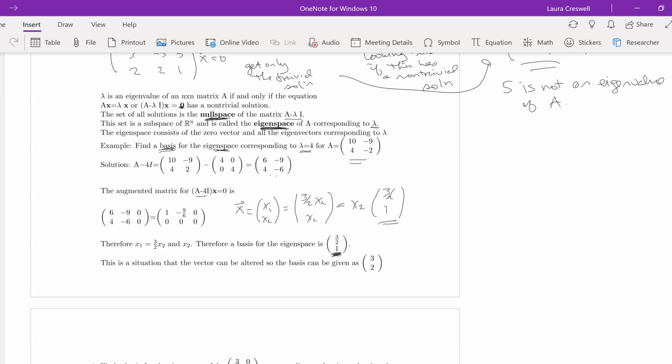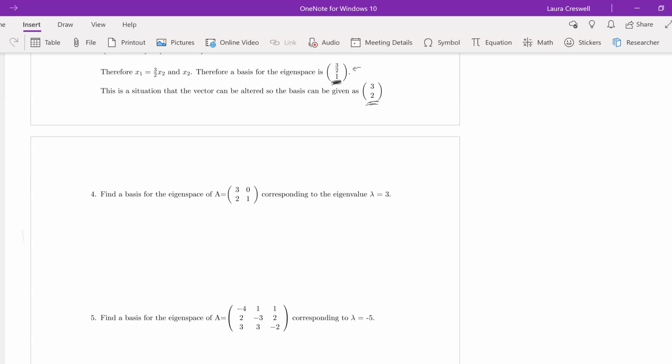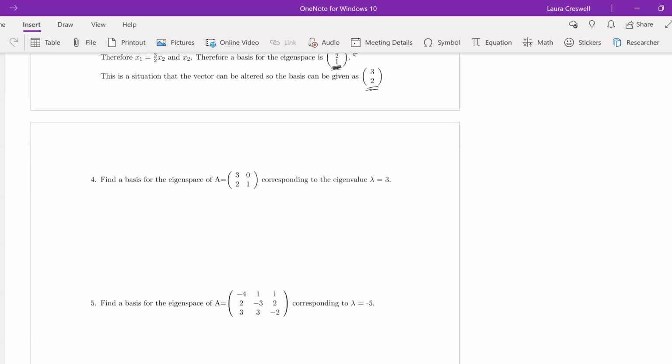Since we're talking about linear combinations that span the solution set, I could take this vector and multiply it by 2 and get this vector and say the basis is this. And we usually like to have the ones without the fractions, so you can get comfortable with that. Remember, you can only change a vector like this if you're talking about it being a basis or a vector that spans a solution set. All right, let's go do another one.